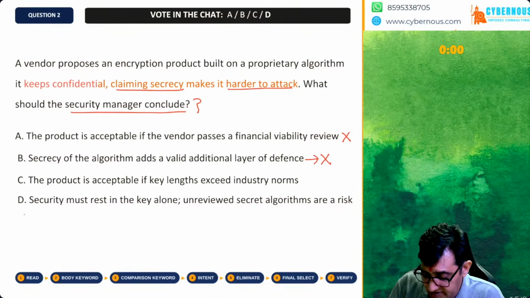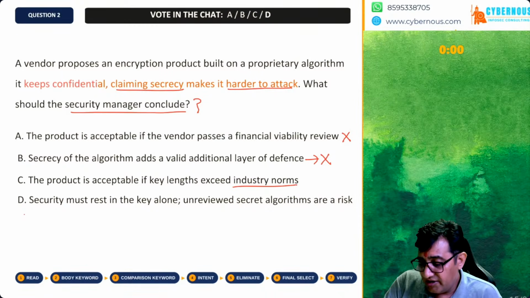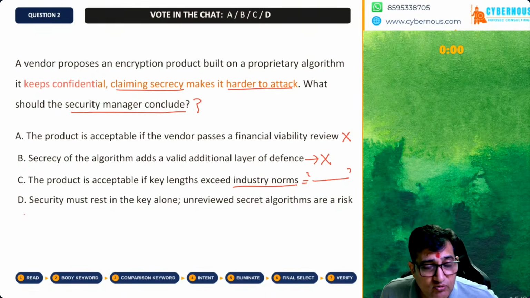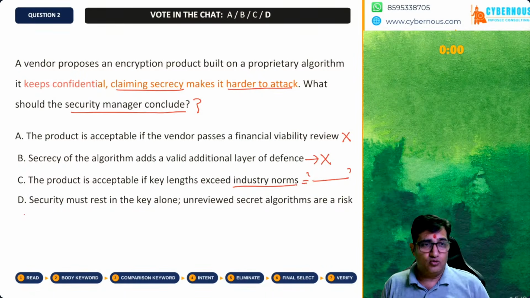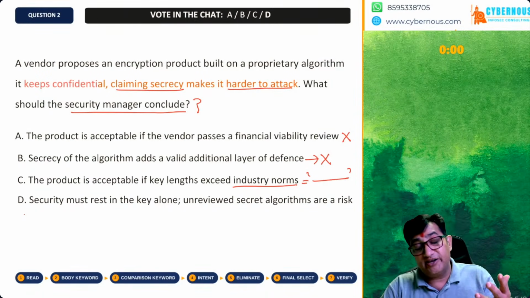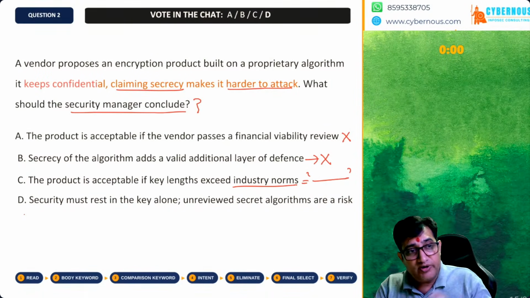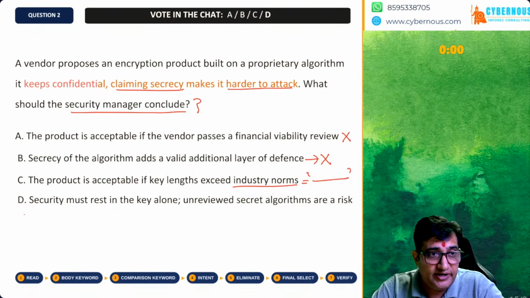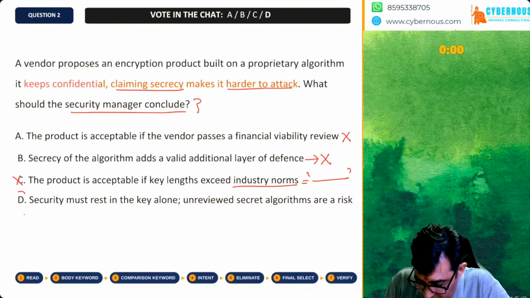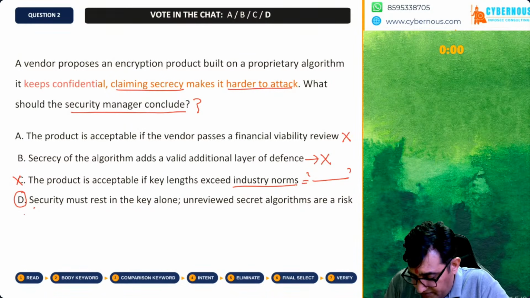Then C says the product is acceptable if the key length exceeds industry norms. If you are going to have too lengthy a key, then it is going to have a negative impact on the production as well. So you have to find a fine balance between how secret your data is, how lengthy a key you are going to use, and what latency you actually need, what your performance parameters are. So I think C also doesn't make sense, and that is the reason why we go with D, and it says security must rest in the key alone.